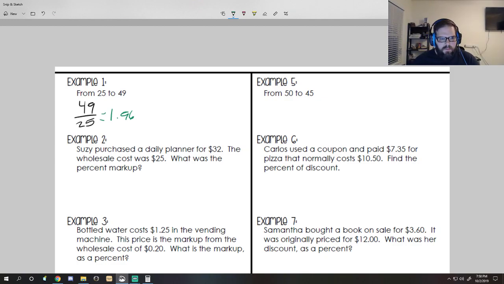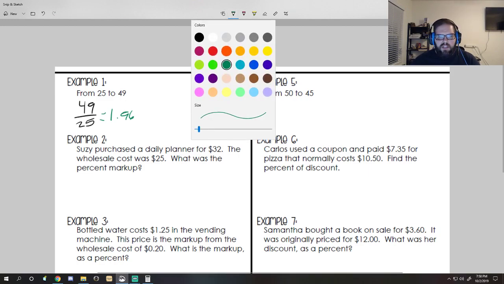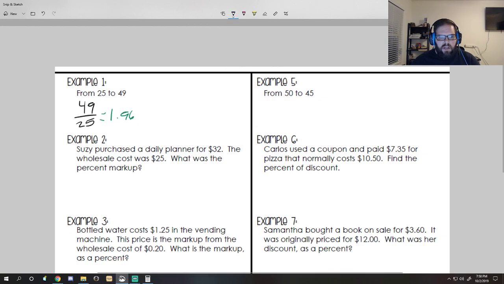That's my original starting point. 100% is my original. So if I'm looking for the change, my change is going to be this part right here, at 96%. So my change is actually just going to be 96%. Not too bad.